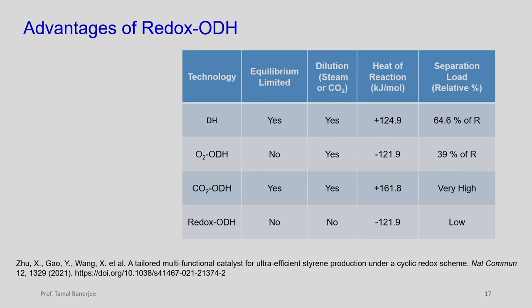So now these are the different technologies. This DH is dehydrogenation technology. Just now what I have discussed, you simply take away hydrogen from ethyl benzene. Then this is oxidative dehydrogenation, where you add oxygen. Instead of steam in dehydrogenation, in oxidative dehydrogenation you add gaseous oxygen as the heating media. Similarly, in CO2 you add CO2 as the heating media. In all these processes, whether steam, oxygen or CO2, you are decreasing the partial pressure by adding some other external source. Then this is another one which is called redox ODH, which is the new process which has been developed.